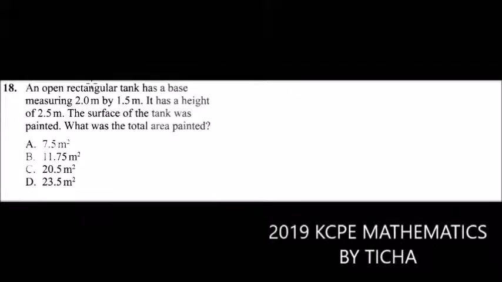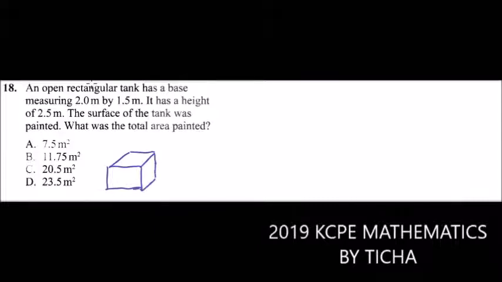Question number 18, we are told an open rectangular tank has a base measuring 2 meters by 1.5 meters. It has a height of 2.5 meters. The surface of the tank was painted. What is the total area painted? So a rectangular tank would look like this. So we can make a sketch there. It's an open rectangular tank. So that is the tank.